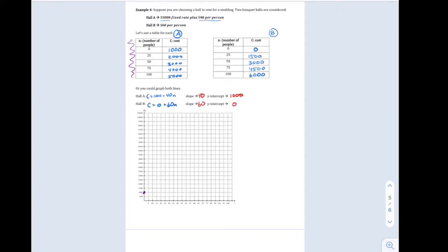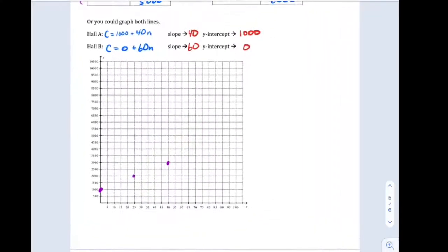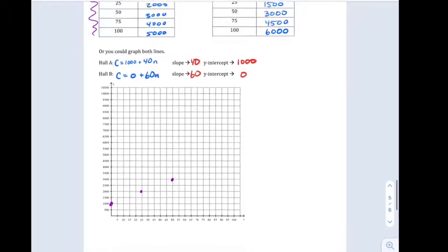So that's this spot right here. Next, 25 and 2,000 people. So 25 and 2,000. Then I have 50 and 3,000. I'll zoom in here a bit. 75 and 4,000. And 100 and 5,000. So that's one linear equation graph.